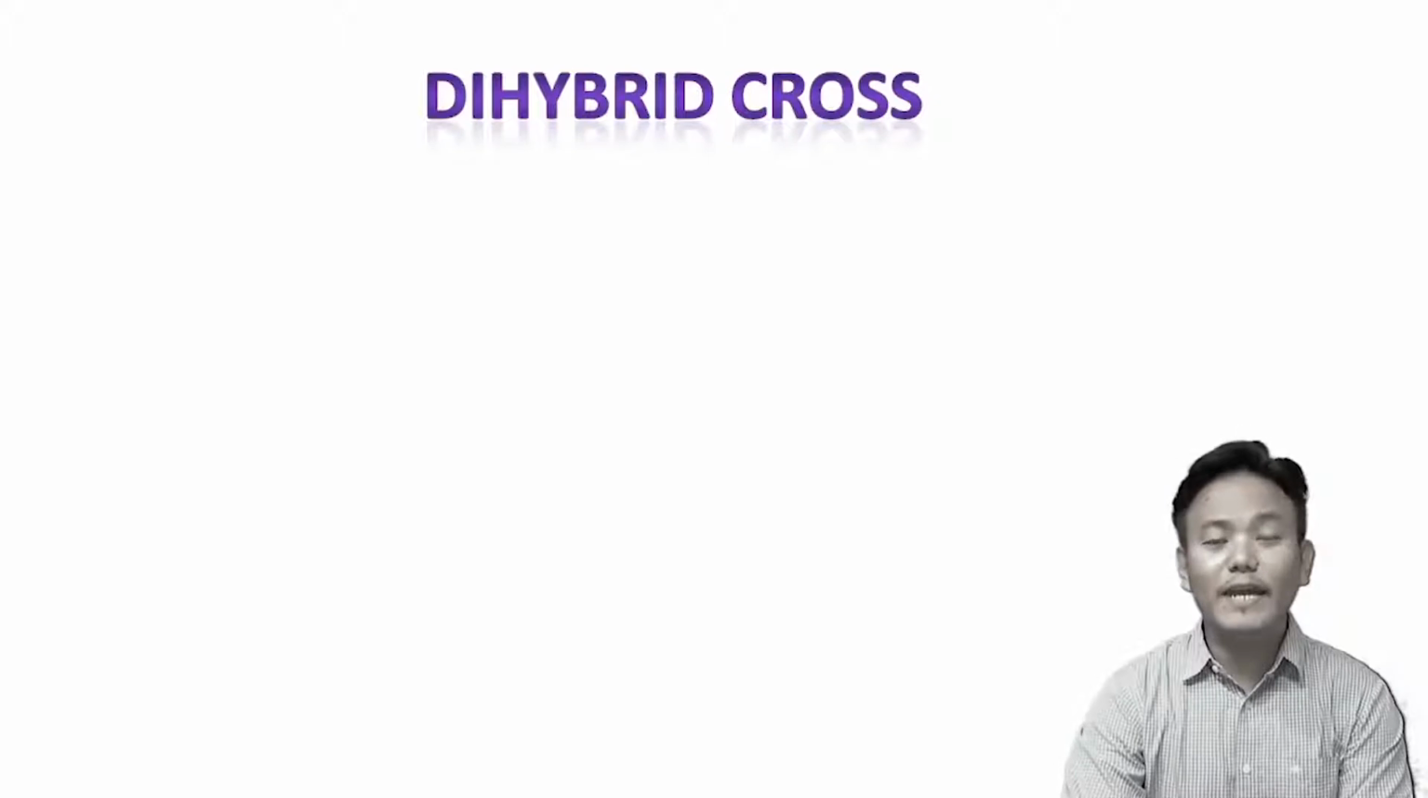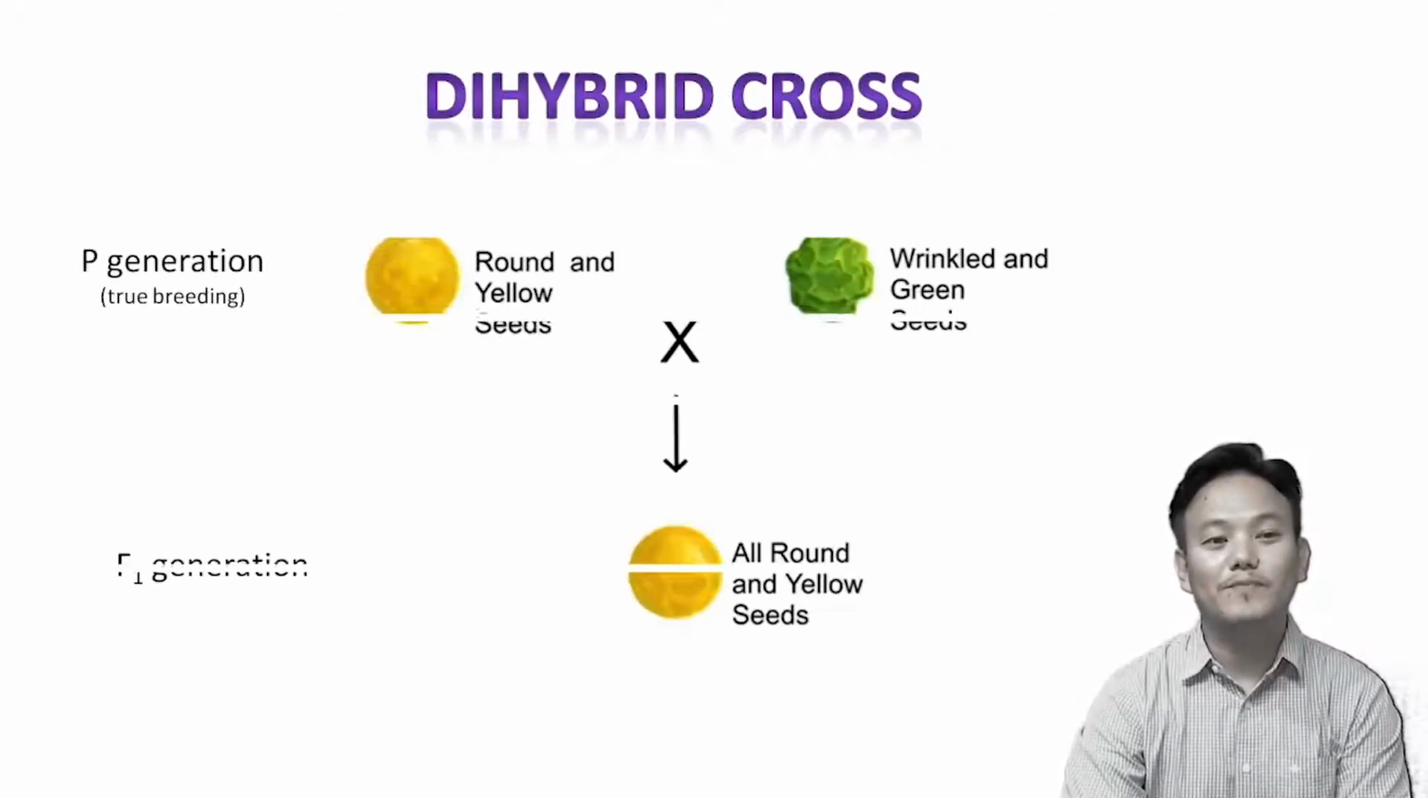So in a dihybrid cross, we make a cross between two parental individuals which differ in two traits. In the monohybrid cross, remember, we made a cross between two parental individuals which differ in only one character. In dihybrid cross, we make a cross between two parental individuals which differ in two traits or two characters. So let's take an example.